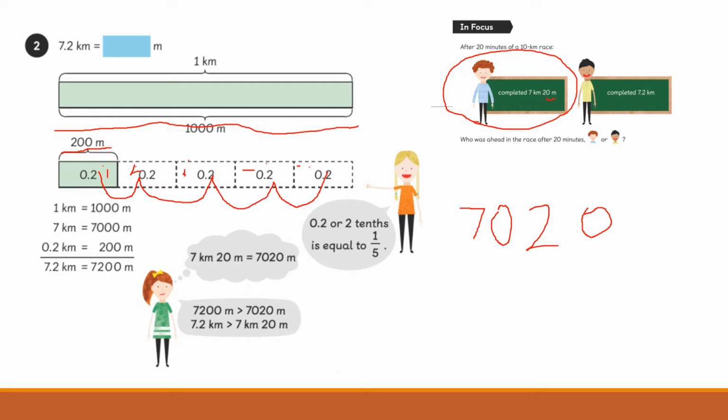Then we simply have to add them up. We know that 1 kilometer here is 1,000 meters. Therefore, 7 kilometers would be 7,000 meters. And then we need to add our 0.2 on, which we now know is 200. So we have 7,200 meters. So which one is greater then? We can see down here 7,200 is greater than 7,020. Therefore, the boy who has ran 7.2 kilometers has run the greater distance at this stage.